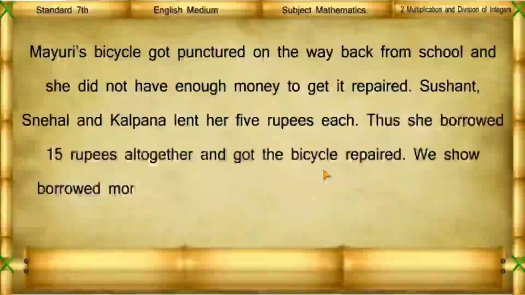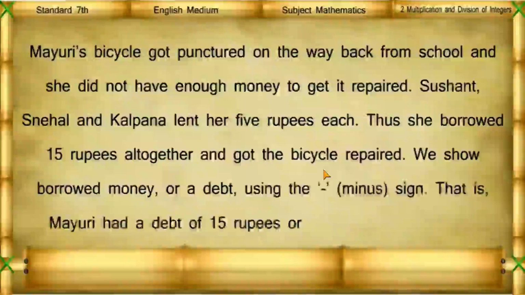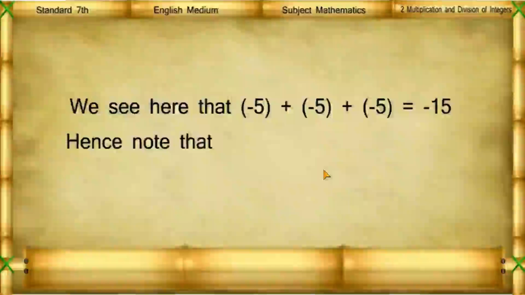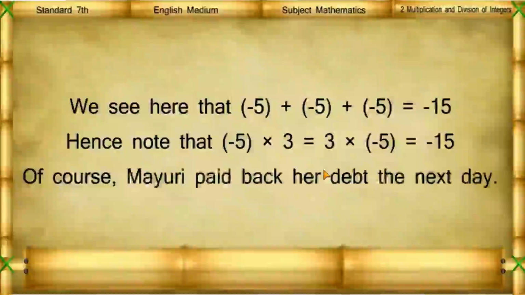We show borrowed money or a debt using the minus sign. That is, Mayuri had a debt of 15 rupees or Mayuri had minus 15 rupees. We see here that minus 5 plus minus 5 plus minus 5 is equal to minus 15. Hence, note that minus 5 into 3 is equal to 3 into minus 5 is equal to minus 15. Of course, Mayuri paid back her debt the next day.